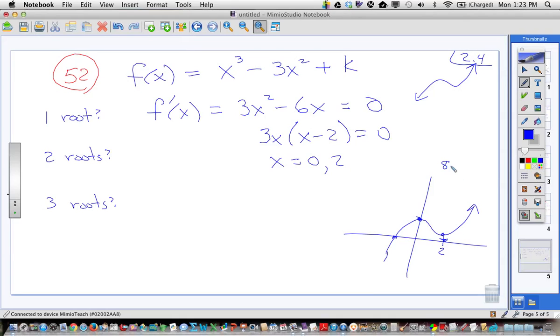So I get 8, 2 squared is 4, 4 times 3 is 12, 8 minus 12 plus k. So that's negative 4 plus k. I want to get that to be 0. So what's k got to be? K's got to be 4. So if k is 4, this is going to be just touching, and I'll have 2 roots. So I'll write that down over here. So k is going to have to be a 4. That's one of the times I'll have 2 roots only, when that one's just touching.